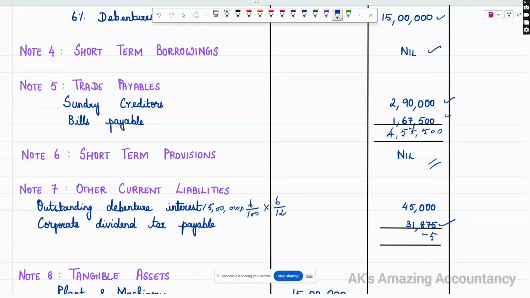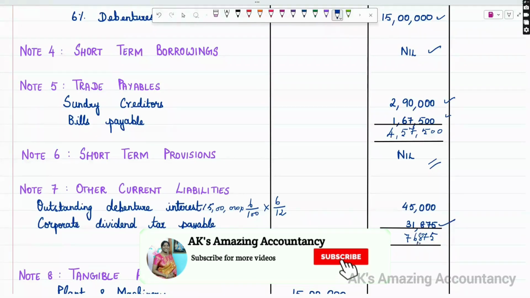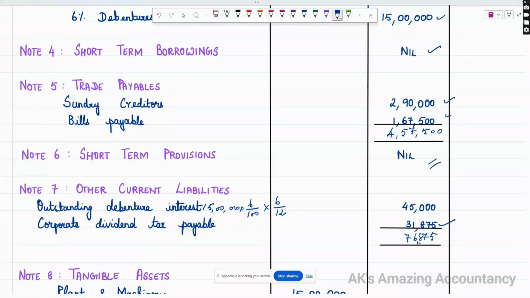5, 7, 8, 6, 7. 76,875 will be the total of Note 7. So with this, all items coming under equity and liabilities get over. All the notes relating to the items which will come under equity and liabilities get over with this.